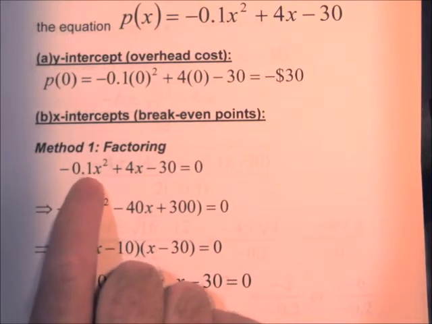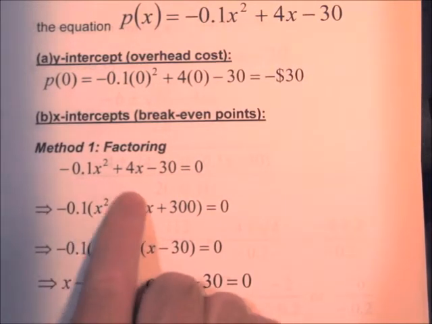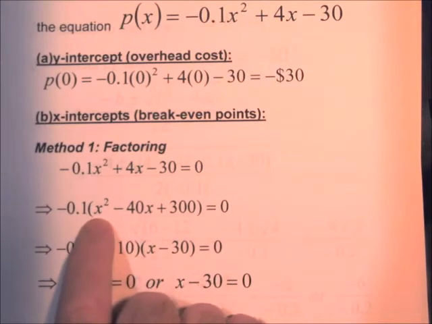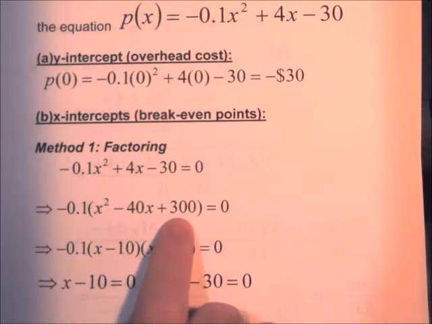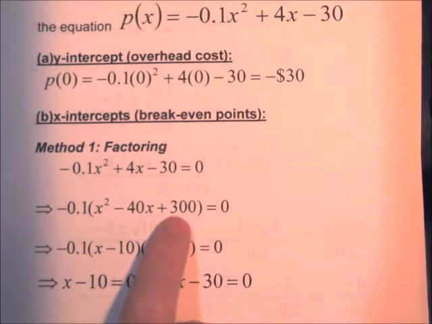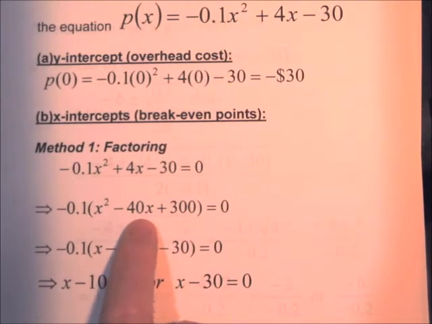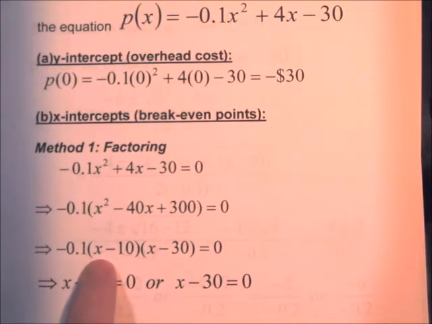We want to factor out the coefficient of x squared. That's -0.1, so divide each coefficient by -0.1. Inside parentheses, that will give us x squared minus 40x plus 300. And then we need x times x is x squared. We need two numbers to multiply to 300 and add up to -40. And what works is -10 and -30. And you can check with the FOIL method.